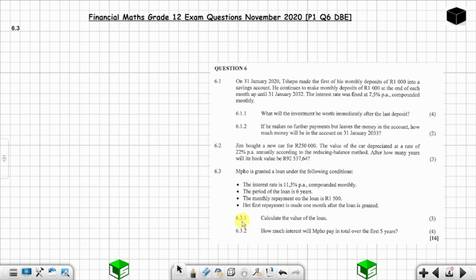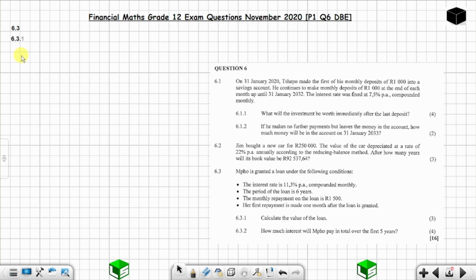6.3.1 Calculate the value of the loan. 3 marks. In this case, Mpo is given a loan. We are not given the value of the loan. We have to calculate the value of the loan.